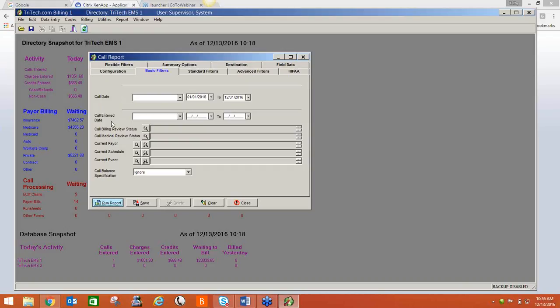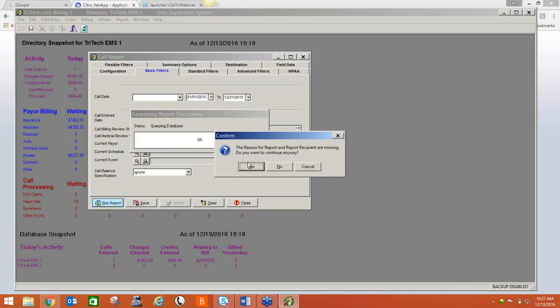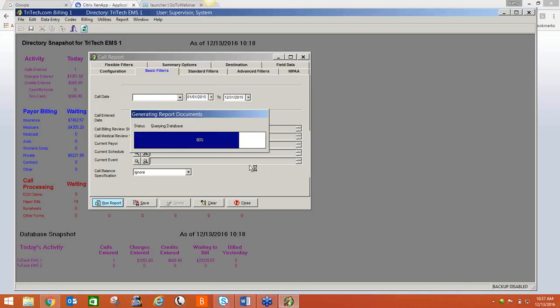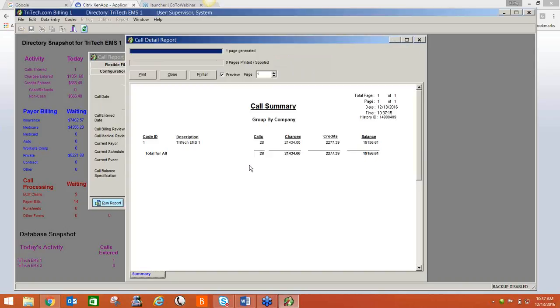Another thing we could do is compare our years. So we know that we had 25 in 2016, so maybe we would like to compare that to 2015. By simply changing the date range, we can run that same report, and we see that in 2015 we had 28 calls. So really easy to do a comparison.